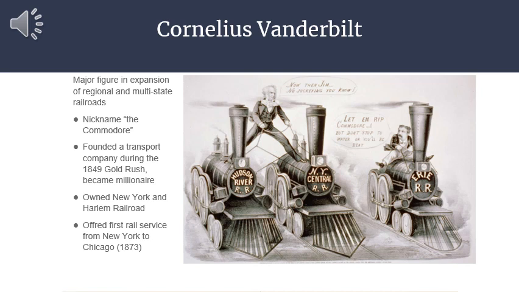Cornelius Vanderbilt, commonly known as the Commodore, was a major figure in the expansion of regional and multi-state railroads. He founded a transport company during the 1848 and 1849 gold rush, where he became a millionaire seemingly overnight. Later he went on to own the New York and Harlem Railroad and Railways, and he began to offer the first rail service from New York to Chicago and back after purchasing rail lines in and around Detroit and Chicago in 1873.